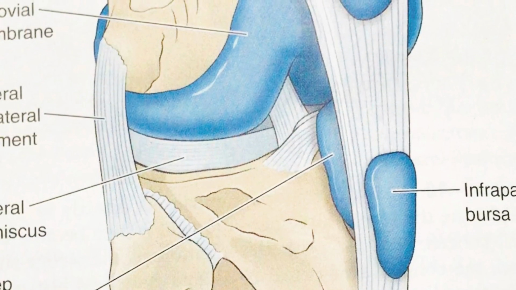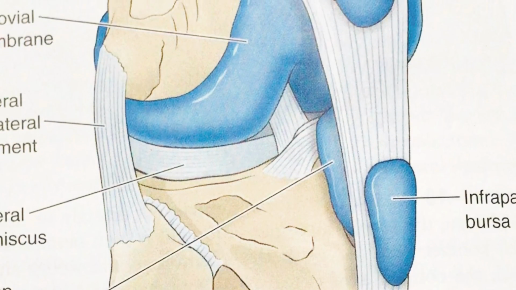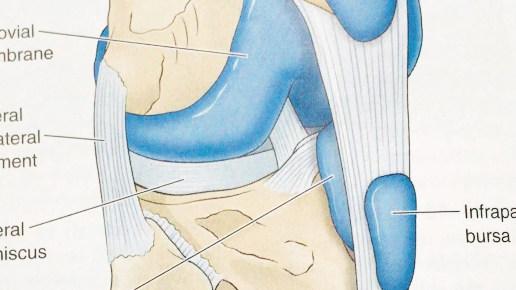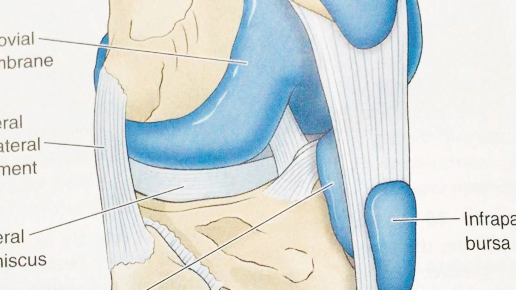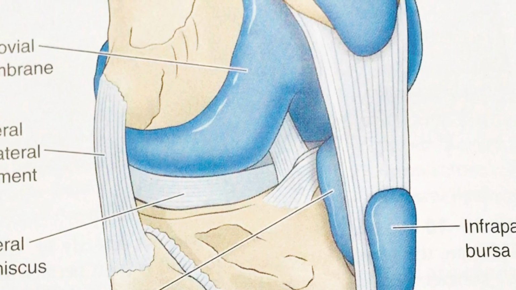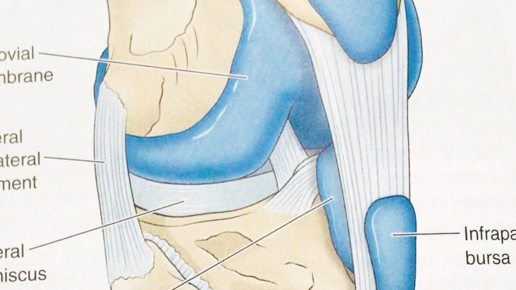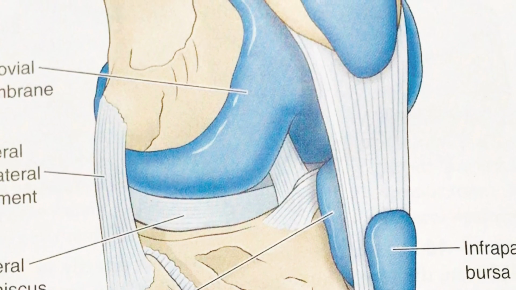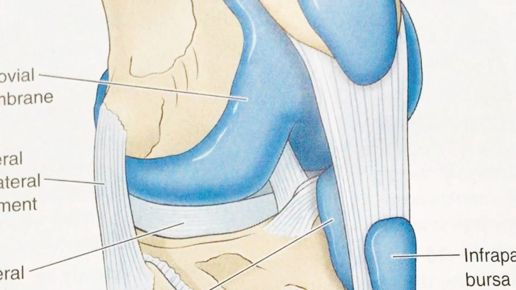In this diagram, you can see the synovial membrane of the knee joint capsule, the lateral collateral ligament, the infrapatellar bursa, and the lateral meniscus, etc. These are the general relationships of the synovial membrane. You can see it invaginating between the lateral femoral condyles and all the associated structures.